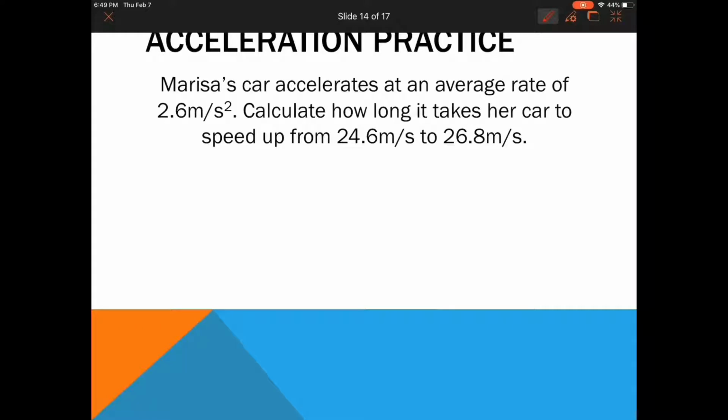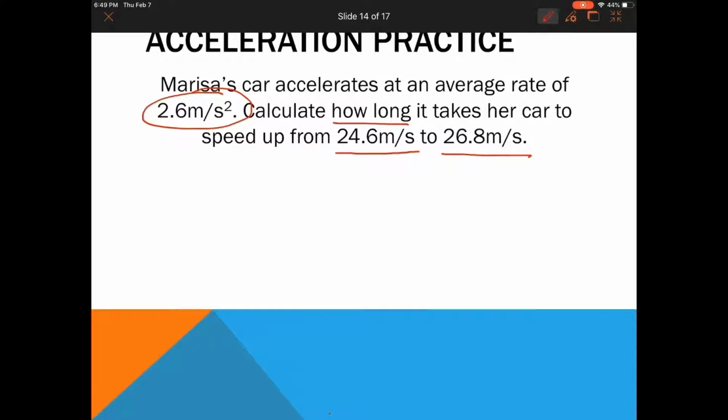Let's try another one. So what if Marissa's car accelerates at an average rate of 2.6 meters per second squared? Calculate how long it takes for her car to speed up from 24.6 meters per second to 26.8 meters per second. All right, in this problem, we are given acceleration, initial, and final velocity. We are looking for time.